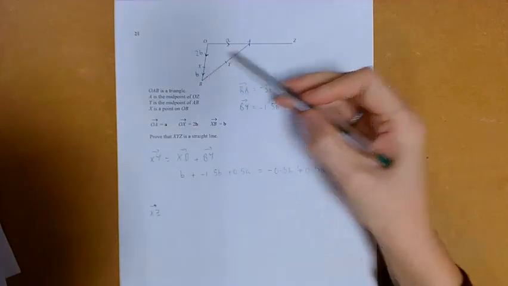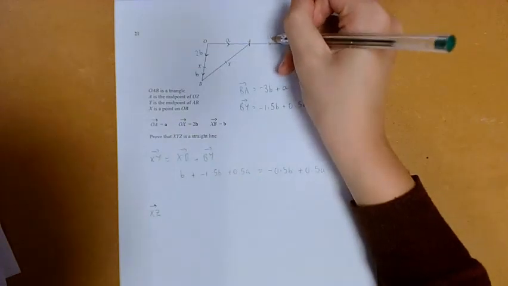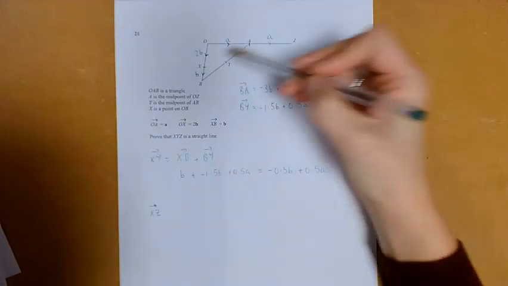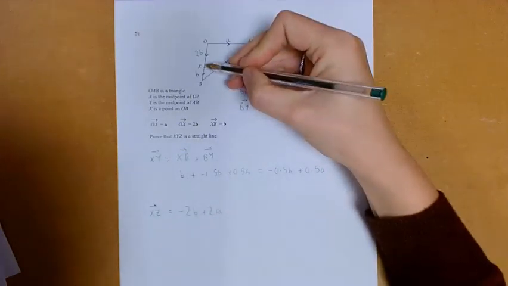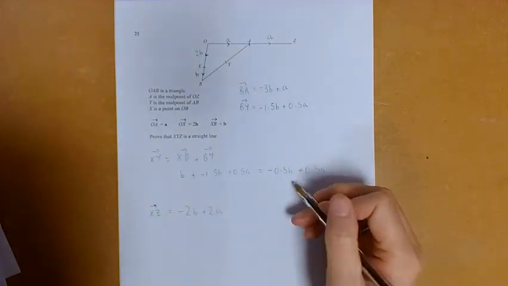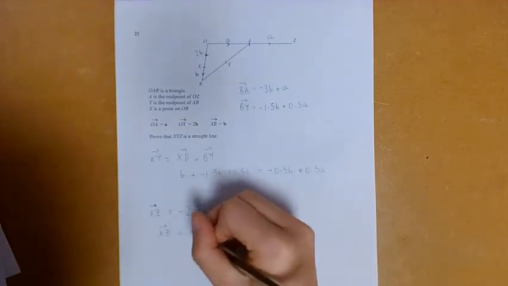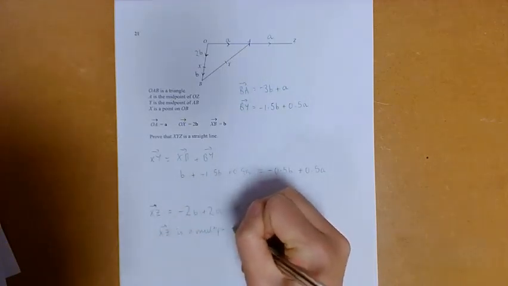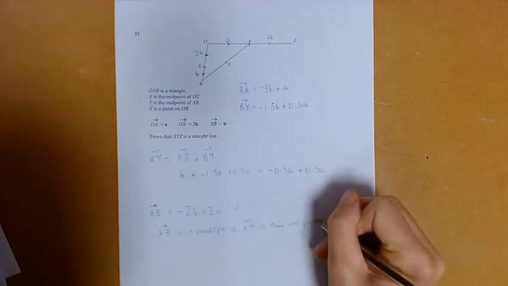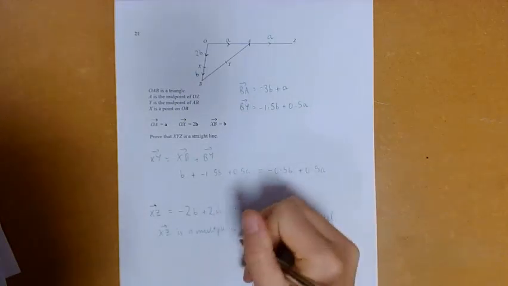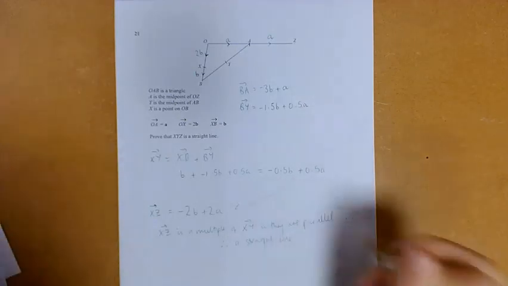For x to z, we know that this is halfway here, O to A, so I'm going to put another a here. For x to z, it's going to be -2b, add 2a. -2b, add 2a. And we can see now that this is 4 times bigger. So we are going to say that xz is a multiple of xy, so they are parallel. And since they start in the same place, we can then say, therefore, a straight line. And that's the proof done.